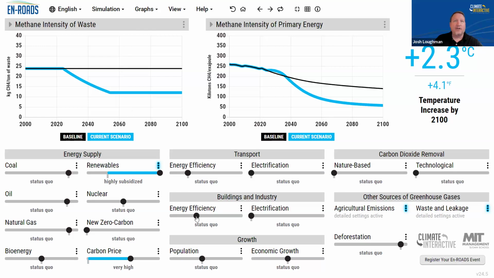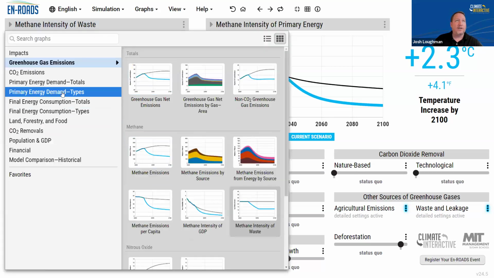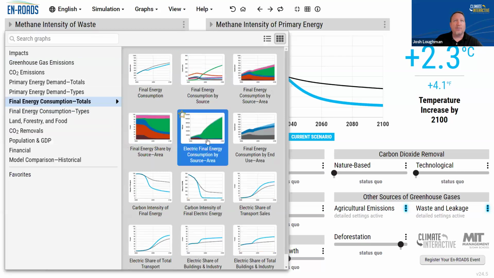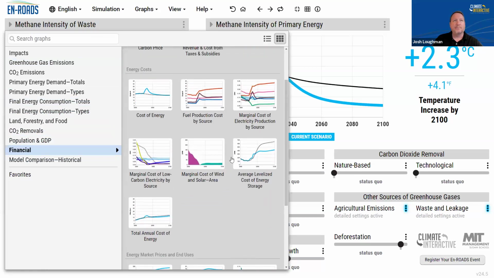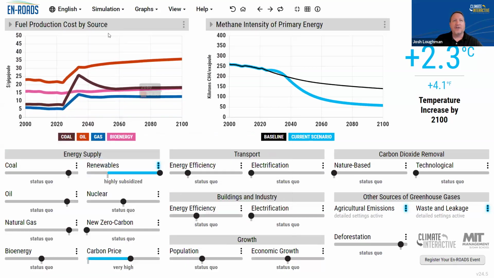So if we look here, there are two energy efficiency sliders that we can toggle. One is for transportation and one is for buildings and industry. And one way to think about that is with the financial flows, particularly fuel costs. If I make transport more efficient, or if I make buildings and industry more efficient, you'll see depression on some of the fossil fuel prices as electricity becomes more favorable.